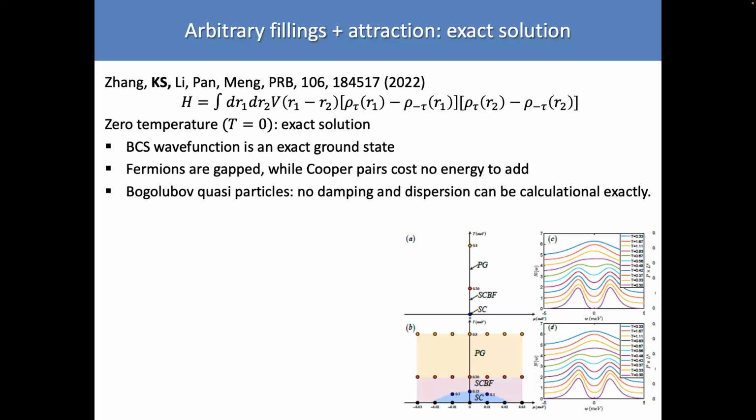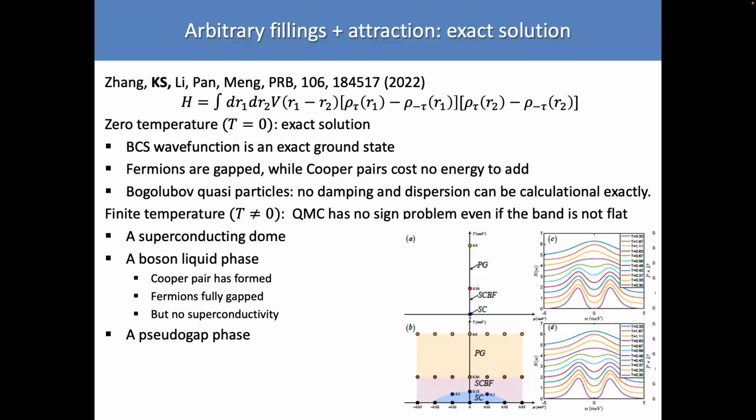Okay? So BCS theory and Bogoliubov quasi-particle theory, typically for a superconductor, are a mean field approximation. But in this flat band limit, regardless of the filling, regardless of whether we have short range or long range attraction, BCS theory and Bogoliubov quasi-particle theory become the exact solution. See? That's what happens at zero temperature. And again, we can go to finite temperature. And for finite temperature, again, there's no exact solution anymore. But luckily, we can still do quantum Monte Carlo simulation here at arbitrary filling, and there is no sign problem, which means we can simulate the system with just power law computational cost, and we can simulate really large systems. And from this simulation, we can see there is a very nice superconducting dome.